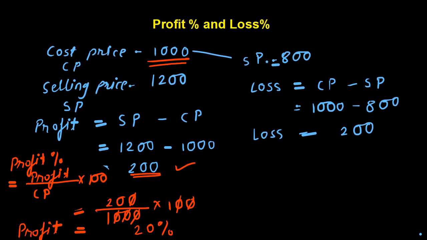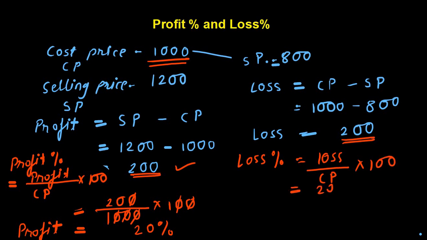So he got 20% profit. Now the same thing we can find out for the loss. The formula for loss percentage is the same: loss upon CP times 100. The loss here is 200 and CP is again 1,000, multiplied by 100. Cross out the zeros again, and here also 20% is the loss.